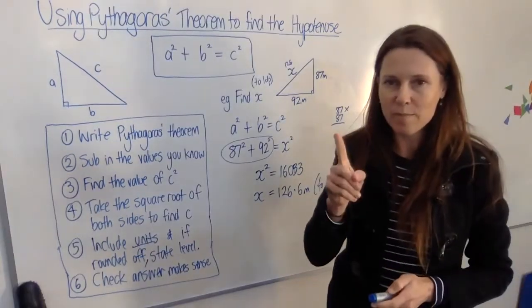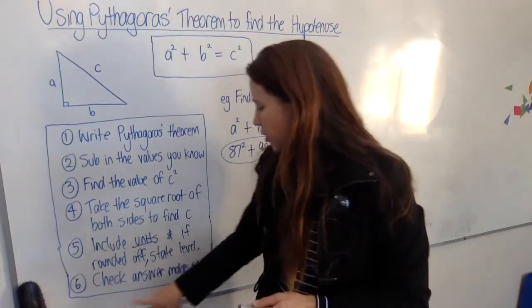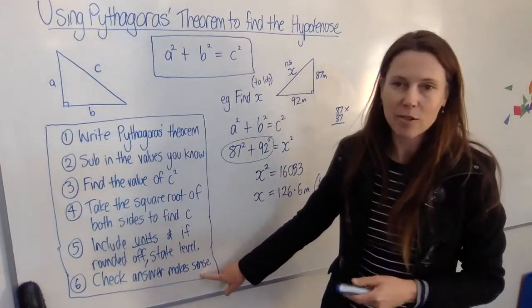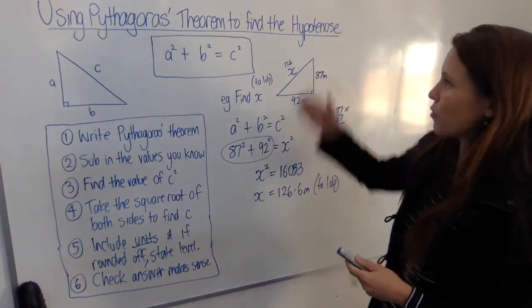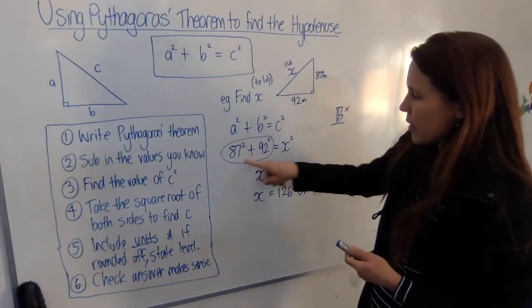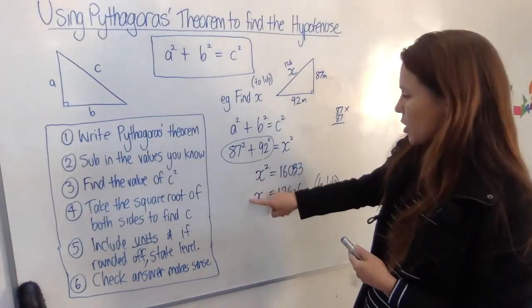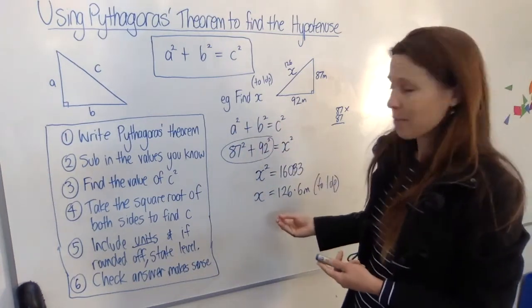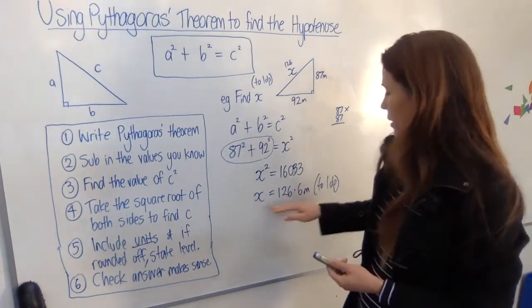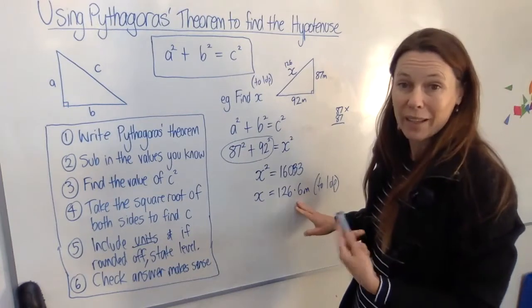Okay, I've added one more step. Step 6, check that your answer makes sense. Now, you should do this every single time you solve a maths problem, but it's especially important for one like this. Because we're dealing with square numbers and we're taking square roots, we're dealing with numbers that are really big and then get vastly smaller. So if you've made a mistake, your answer is usually wrong by a lot.